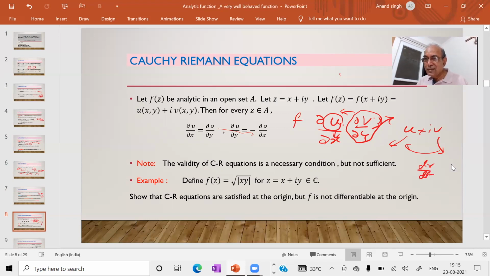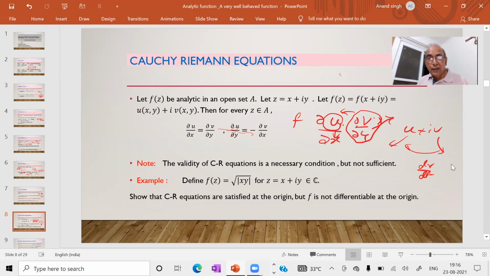So if you try to analyze and explain it to the students, it is something like this: the velocities in the directions of x and y are related. Del u by del x is del v by del y, and del u by del y is minus del v by del x. So these quantities are not arbitrarily moving around. If one of them is moving in one direction, the second is moving in the same direction with the same value. They are not arbitrary. So from that point of view, they are well behaved.